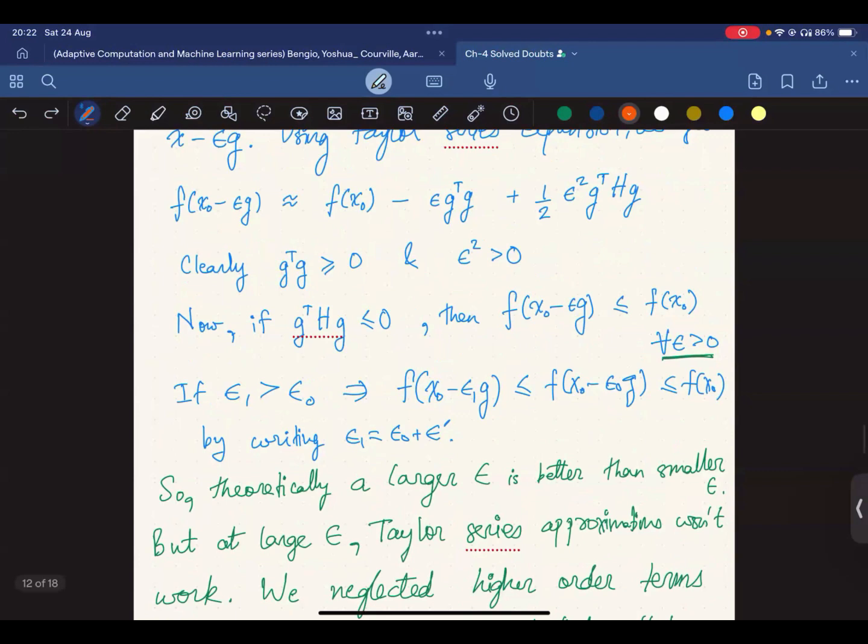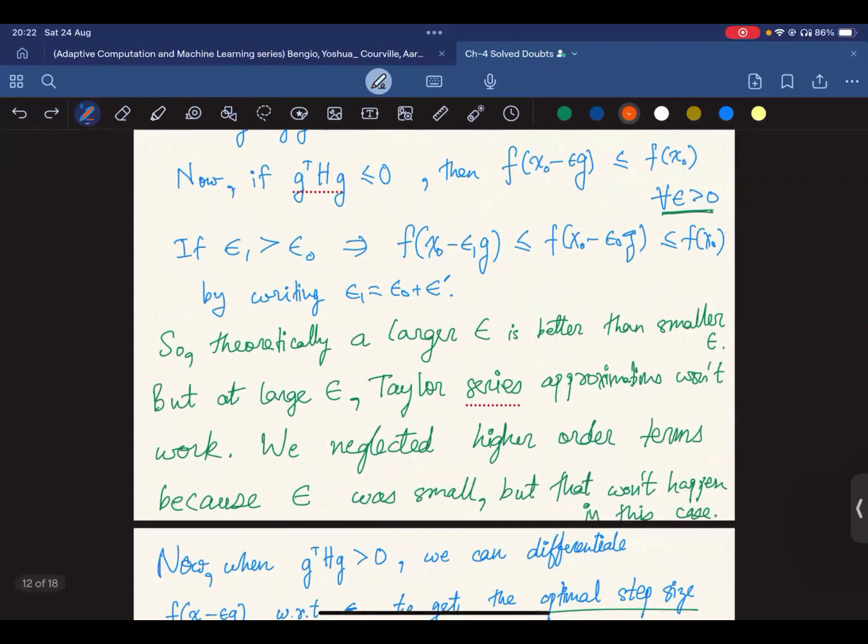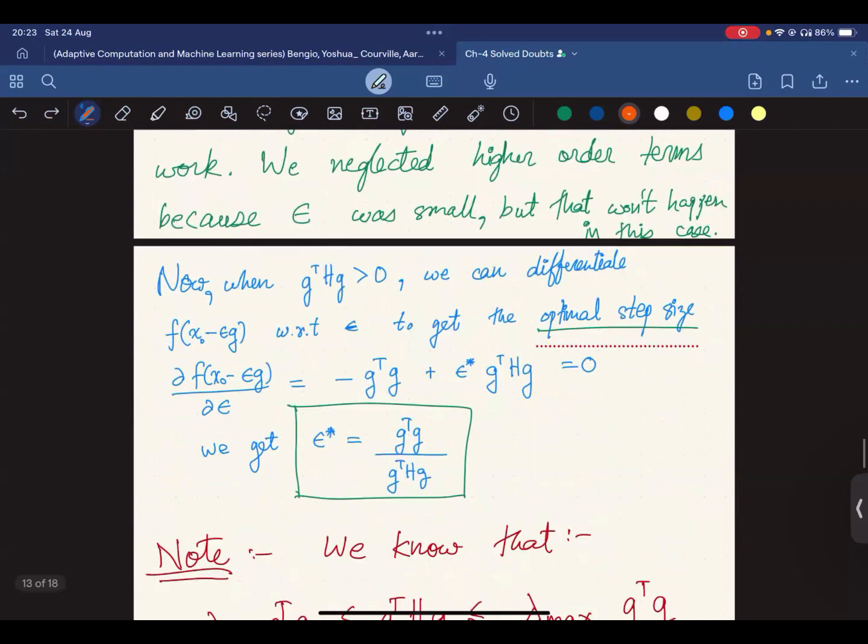And if you observe, if we increase the epsilon, so if we have epsilon 1, which is greater than epsilon, we can write f of x naught minus epsilon 1 g again in terms of this quantity by representing epsilon 1 equals epsilon naught plus epsilon dash. So what we get is that whenever we increase epsilon, this quantity is always going to decrease. So theoretically, a larger epsilon value is always better than smaller epsilon. But practically, at large epsilon, Taylor series won't work because we neglected higher order terms previously. So this is what was discussed.